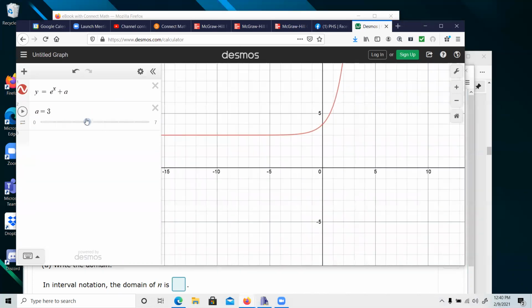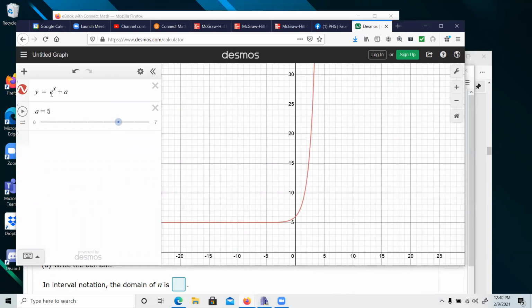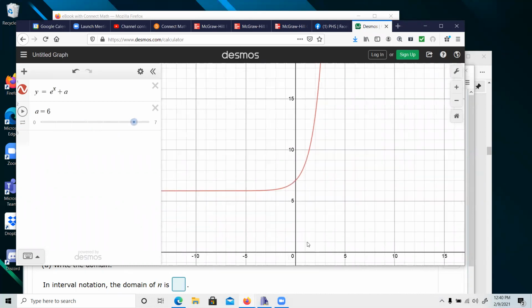It's just getting bigger and bigger. It's rising. That's all it's doing. It's kind of hard to see, but there's 6. It looks a lot like just e to the x without anything, right? Except it's just risen up. It's just picked up and placed 6 points up on my graph. That's all there is.